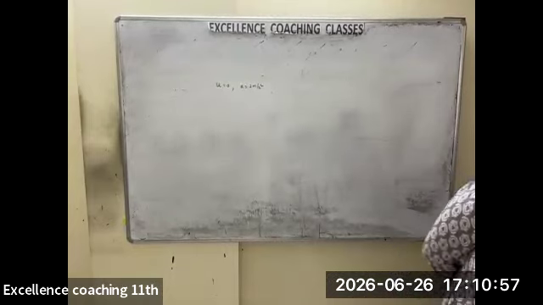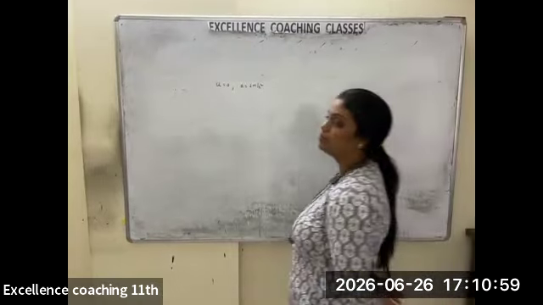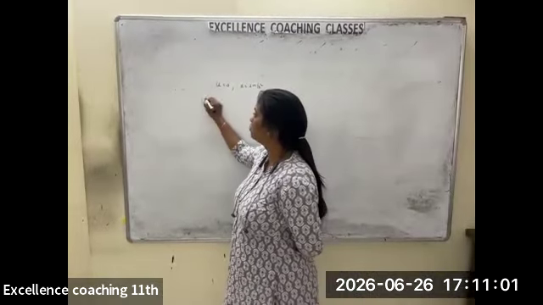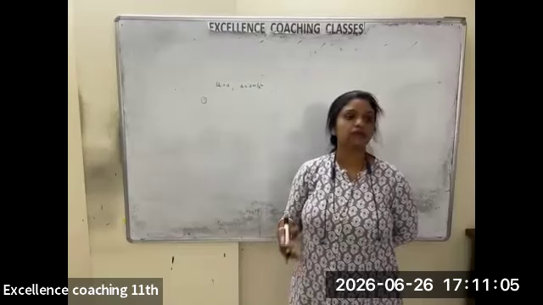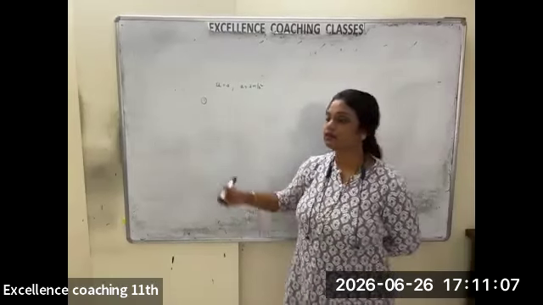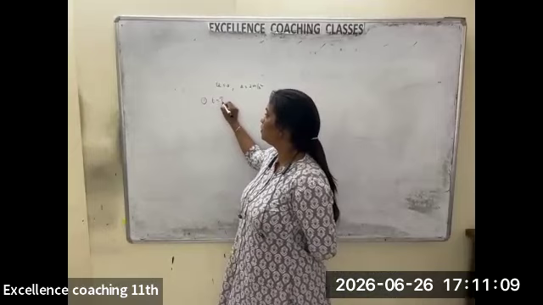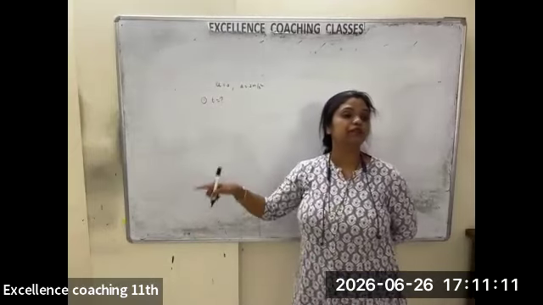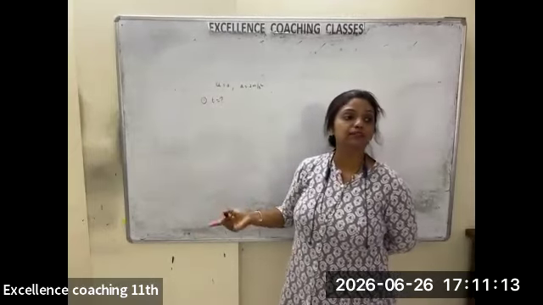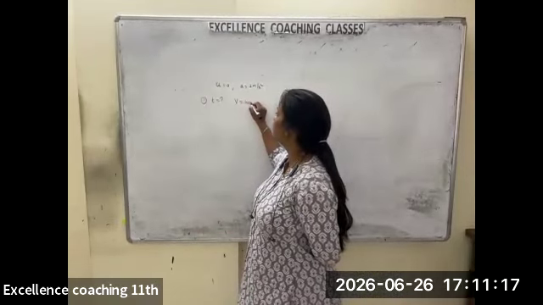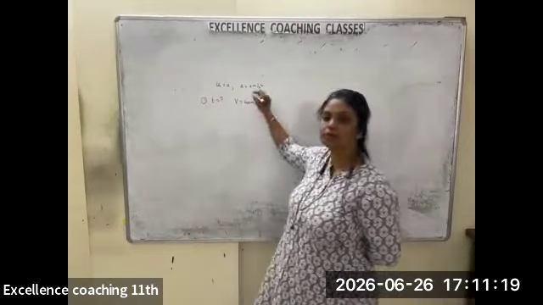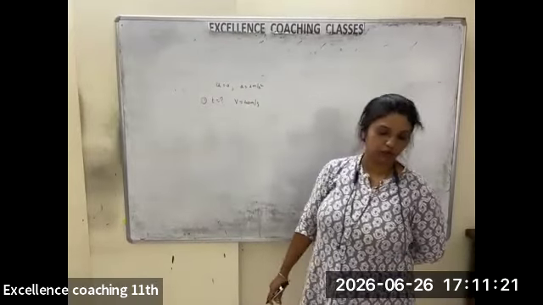First question: when will its velocity be 40 meter per second? When, meaning what is asked? Time is asked. When its velocity will be 40 meter per second, so the final velocity is given as 40 meter per second. Can you solve it? Yes, solve it first.